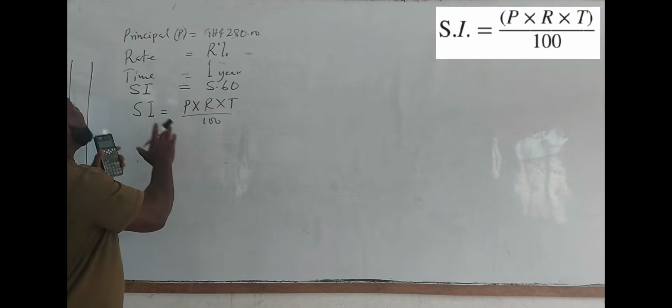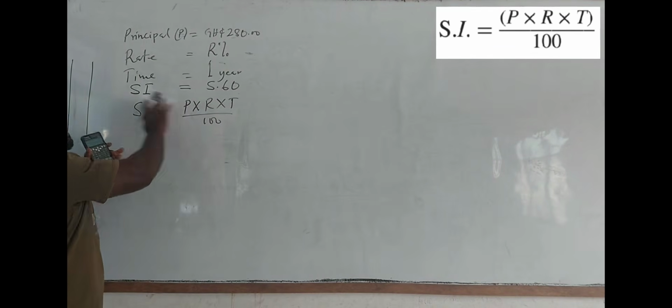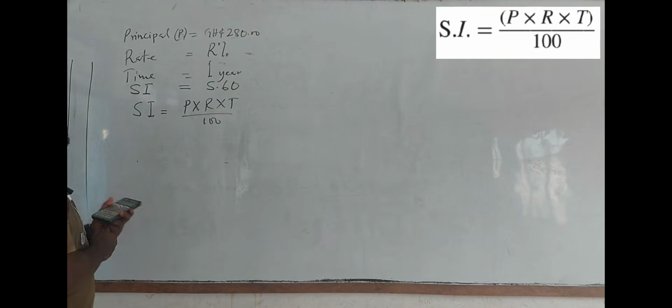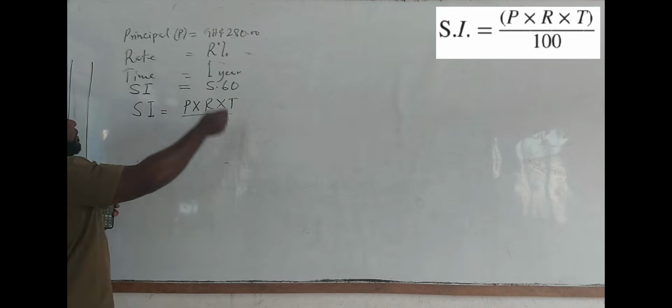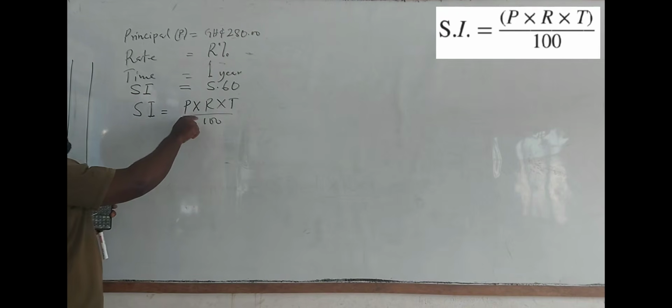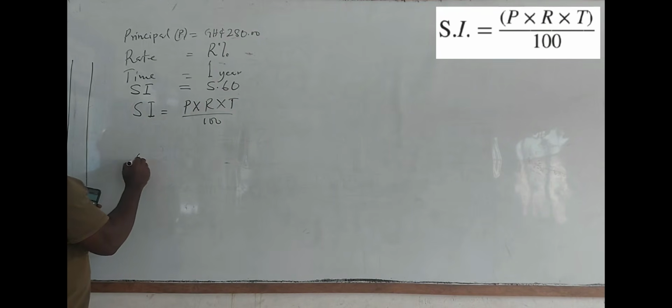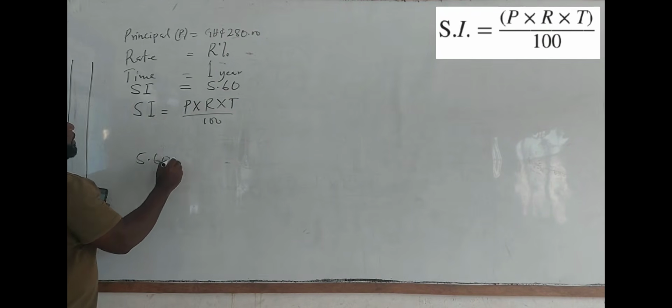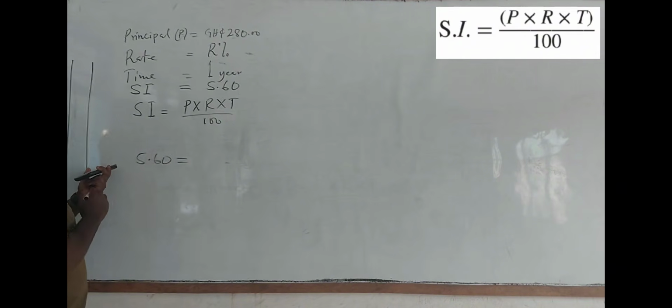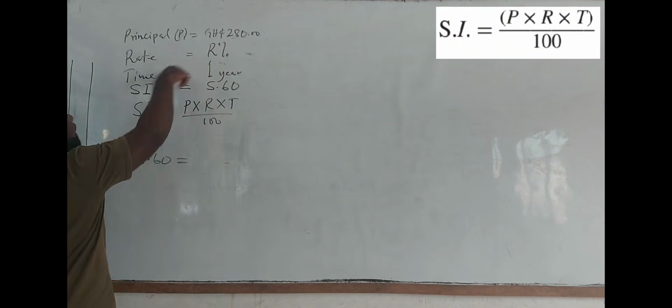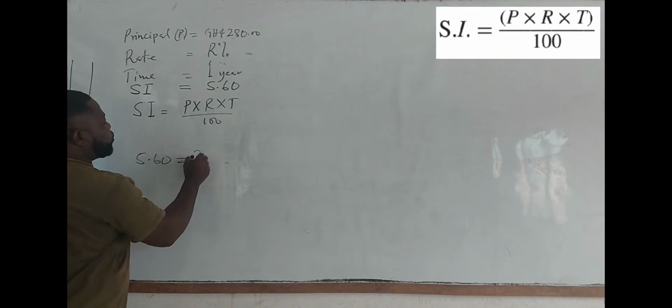So whatever you see from here, we are just going to put them back into the formula, right? There's the interest gained after 1 year, that's the simple interest, which is 5 cedis 60 pesos. So instead of writing SI, it becomes 5 cedis 60 pesos, which should be equal to P, the principal, which is the amount invested. Now it's what?